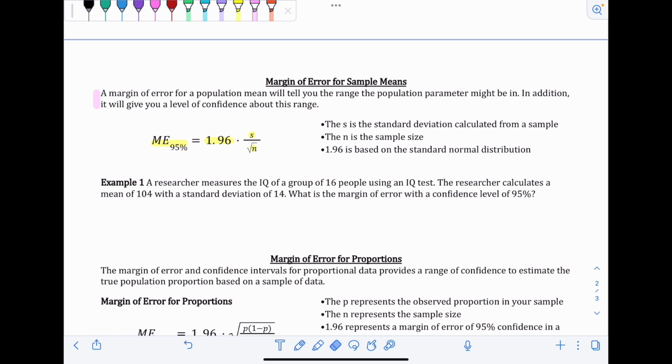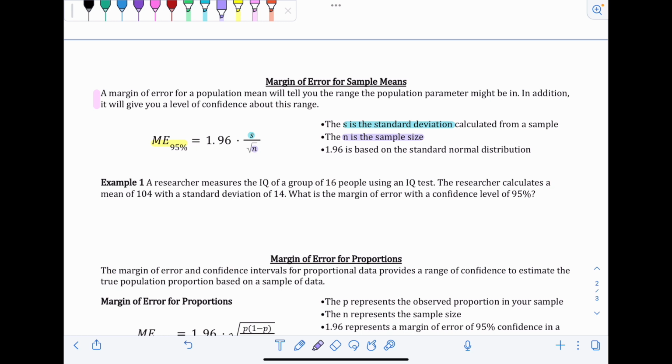So we'll go through it one more time. The ME is the margin of error. The 95% is the confidence level, meaning whatever answer we get, we're 95% sure that our range will be within that. That'll hopefully make more sense after we go through some examples. It equals 1.96, which will stay the same, times s, which is the standard deviation, over the square root of n, which is the sample size.